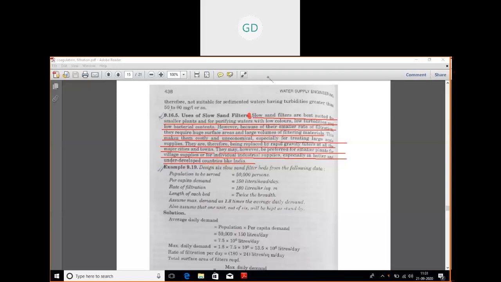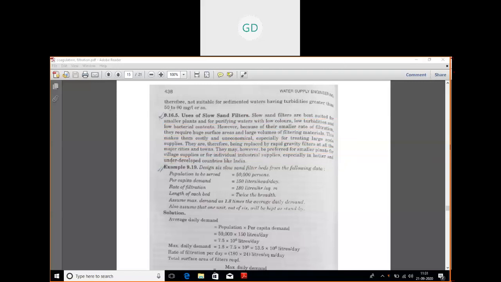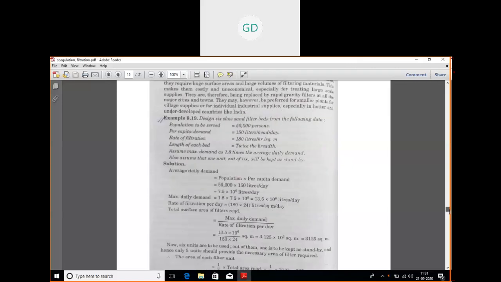Next, let us solve one numerical problem for your slow sand filter. This numerical is a design problem: design 6 slow sand filter beds from the following data. So you need to design 6 slow sand filters. Okay, so let us see.